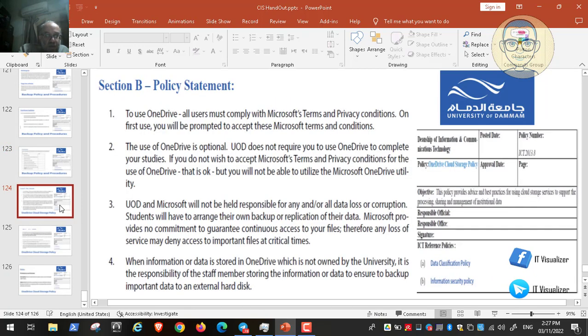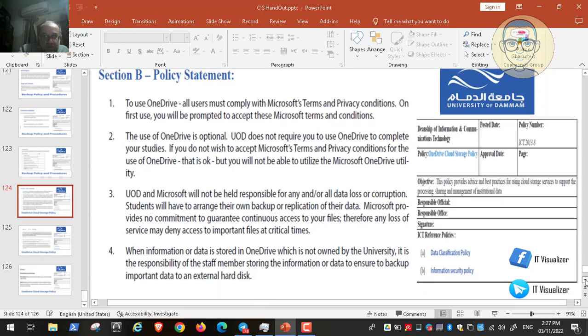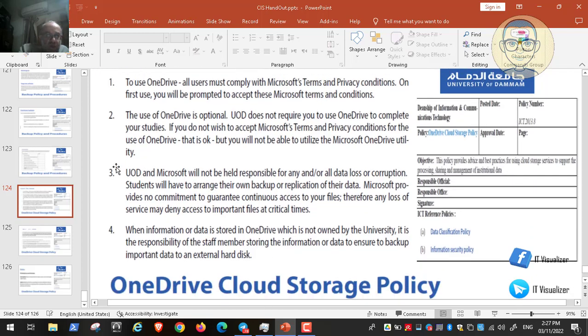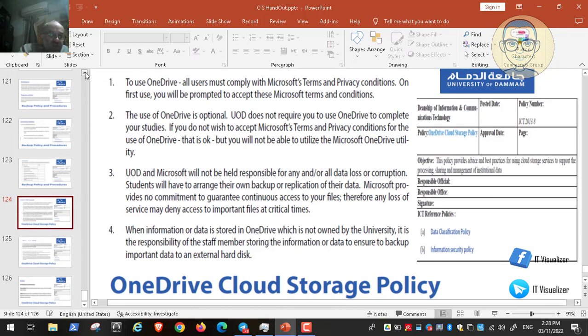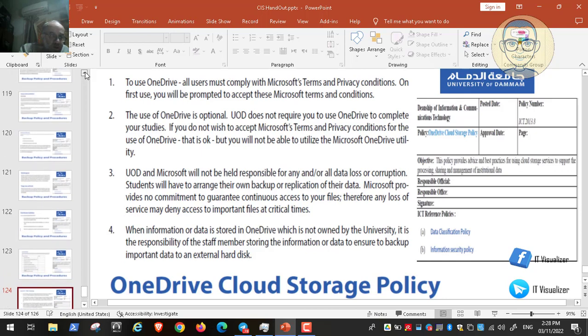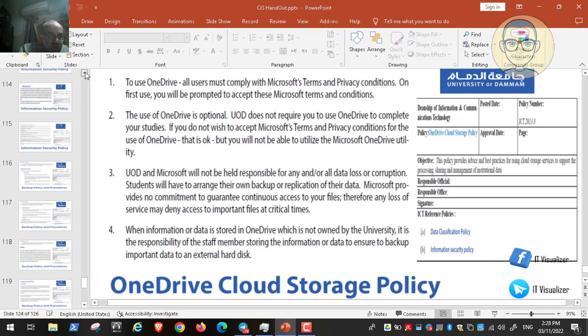In the upcoming video I will begin discussing the policy to store and protect data on cloud storage. Dammam University has a policy for OneDrive storage, cloud storage. So we have discussed in this video the backup policy and procedures in Dammam University.